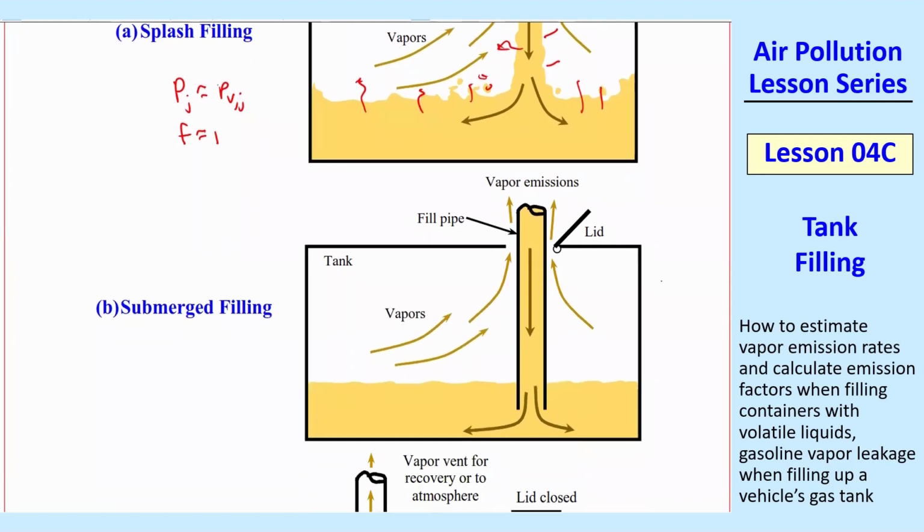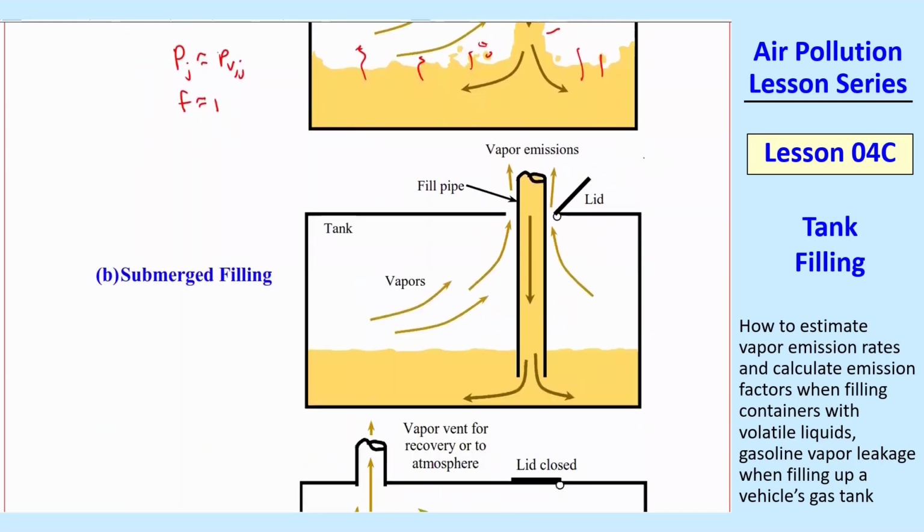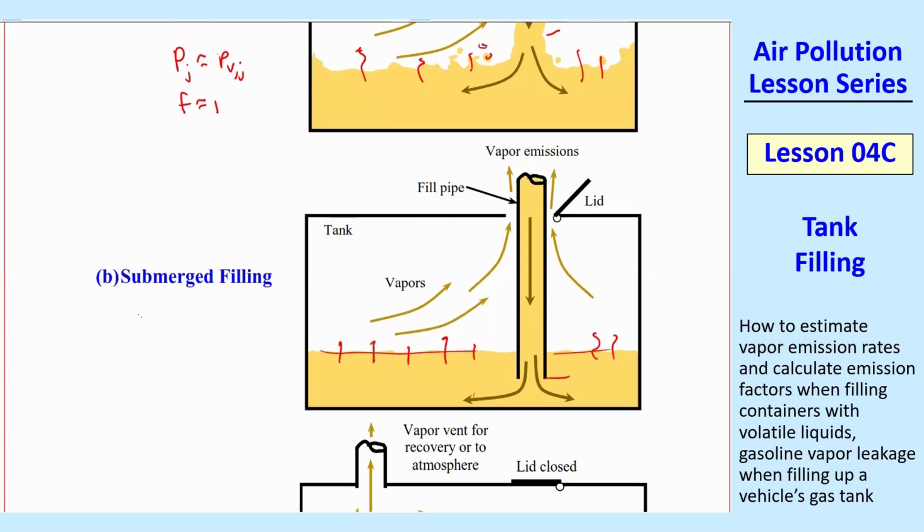Now, you might save some by doing submerged filling. So if you have your pipe coming in, instead of just splashing it from the top, you have a pipe that extends to the bottom, and then at first it's splashing, but once this level reaches the lip there, you don't have any splashing anymore, and this just rises nicely like a piston. So there's some evaporation going on, but again, depending on how fast it's evaporating, this P_j will be less than PV_j because it hasn't had a chance to fully evaporate and saturate. So F might be approximately 0.5.